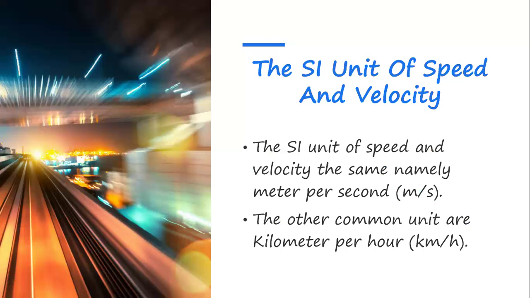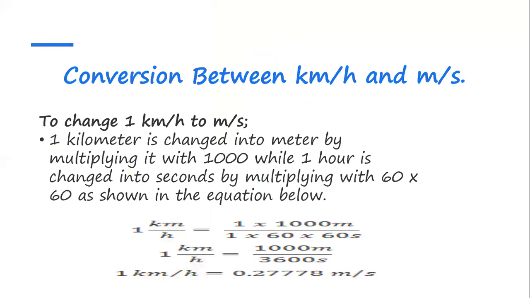Now let's see the SI unit of speed and velocity. The SI unit of speed and velocity is the same, namely meter per second, and the other common unit is kilometer per hour. So this is the other common unit that can be used, but the SI unit is meter per second. Now let's see the conversion between kilometer per hour and meter per second, starting with changing kilometer per hour to meter per second.